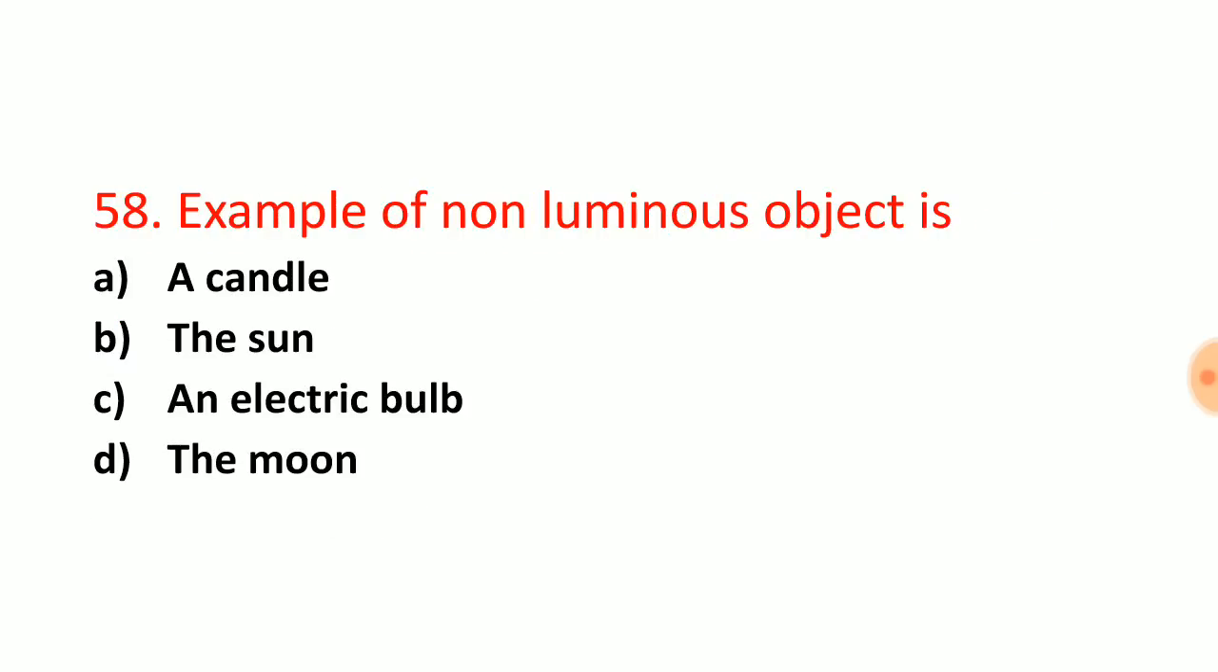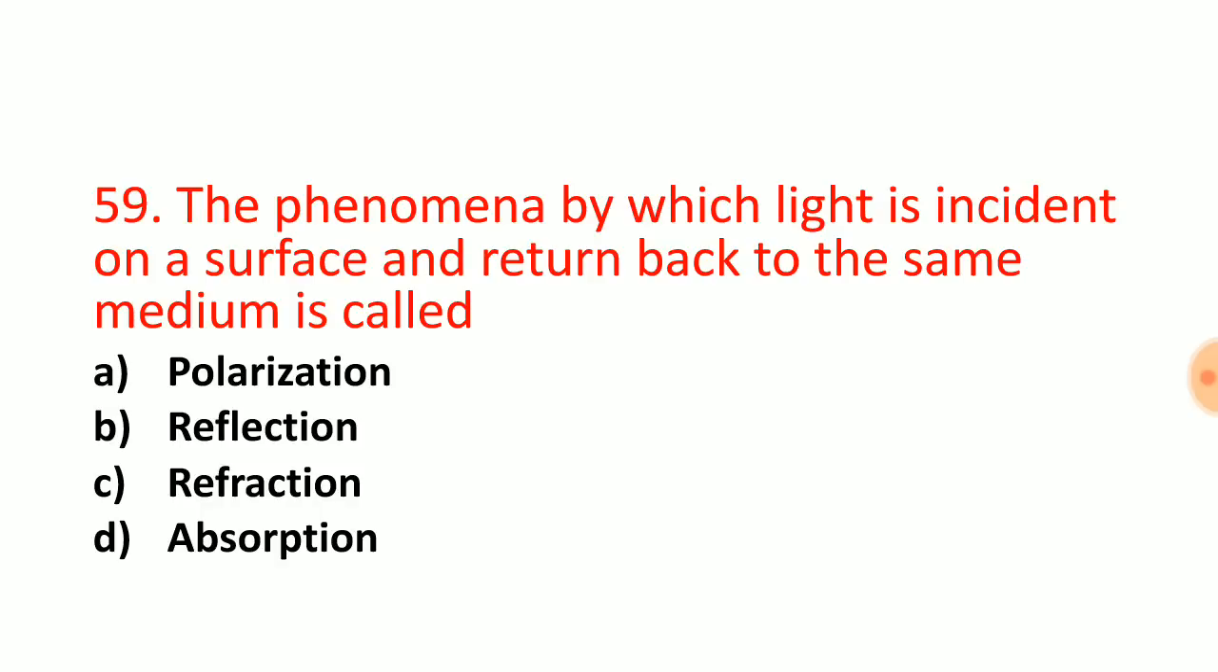Question number 58. Example of a non-luminous object: the object which does not have its own light is called a non-luminous object, that is the moon here in this case. So moon is the correct answer for question number 58. Question number 59. The phenomenon by which light incident on a surface returns back to the same medium is called reflection. If it passes to another medium, then that is refraction. In this case reflection is the correct answer.